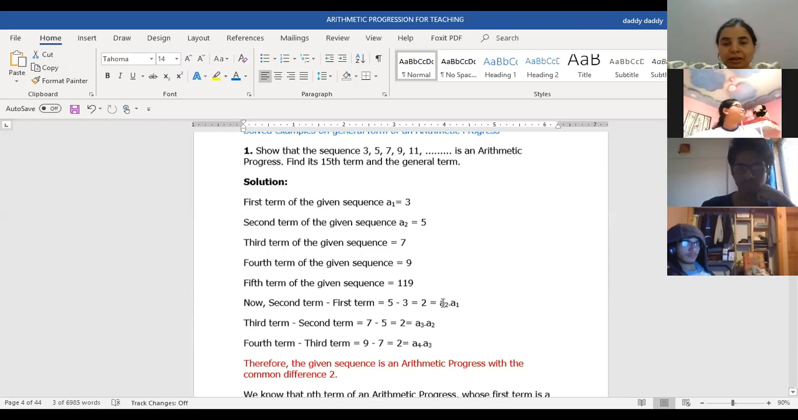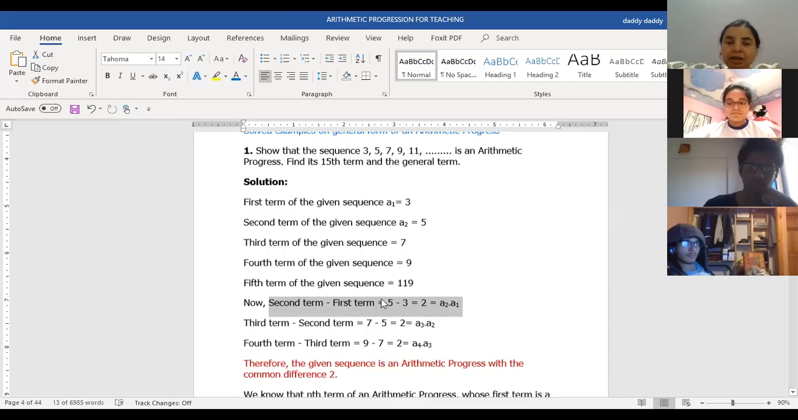If you don't want to name them separately, you can include them in this sentence only. Everything is included. See, second term minus first term, after that you write A2 minus A1, and after that you quickly subtract. So in one line only you show the difference. But you have to show a minimum of 3 differences, like A2 minus A1, A3 minus A2, and A4 minus A3. Because here they have given us 5 terms, at least 3 differences you need to show.